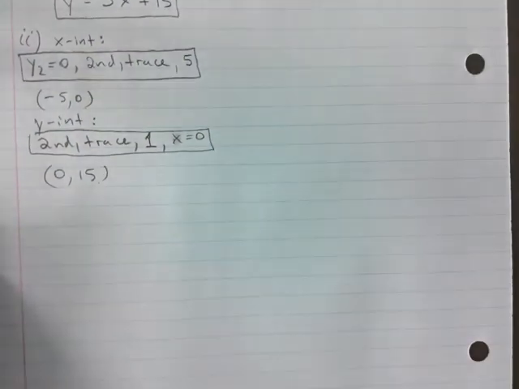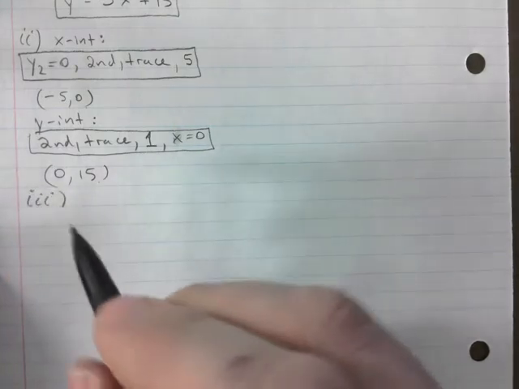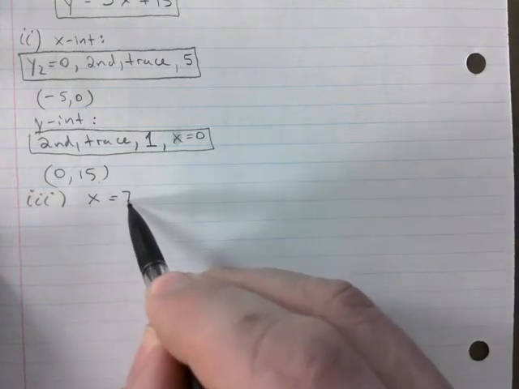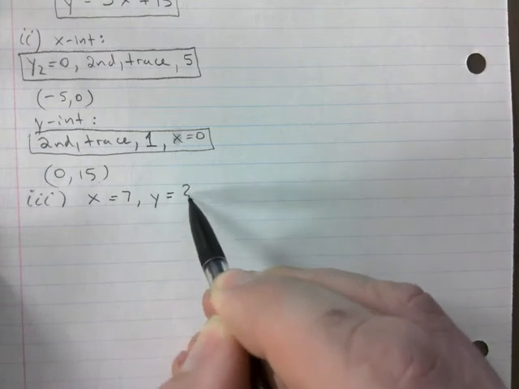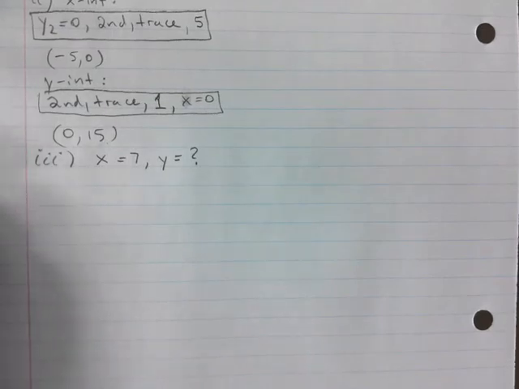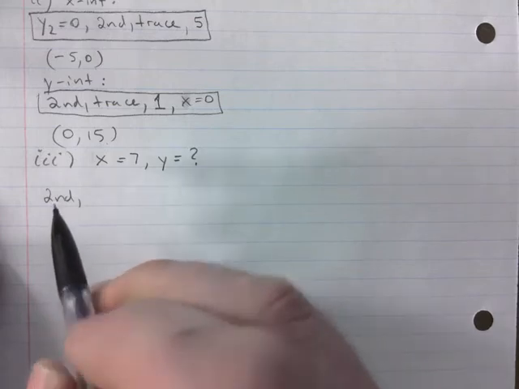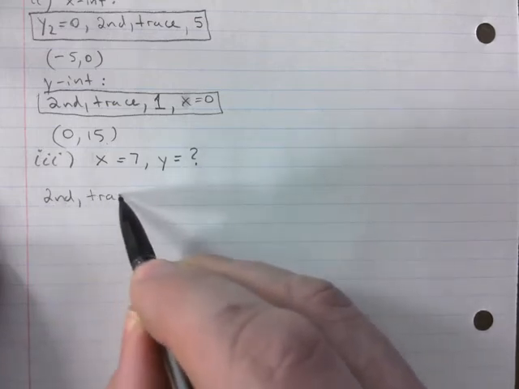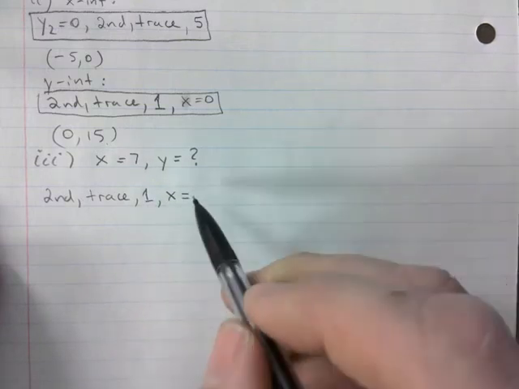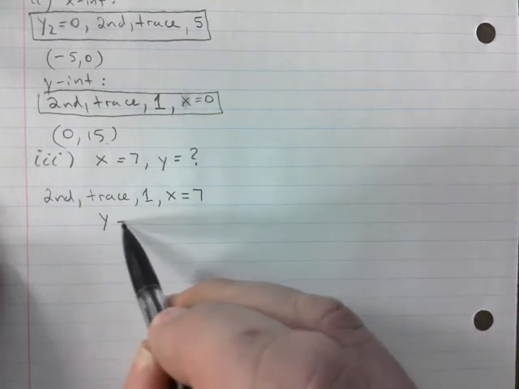I'm done with that. And now triple I is basically saying that when X is equal to 7, what's Y going to be? When X is equal to 7, what's Y going to be? So this is what you're going to do there. And I'm going to ask you to always write the keystrokes, so make sure you have those. Second trace 1, X is equal to 7, right? And you're going to get the Y value that goes with it.